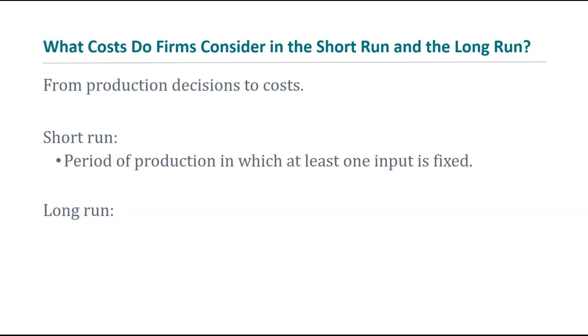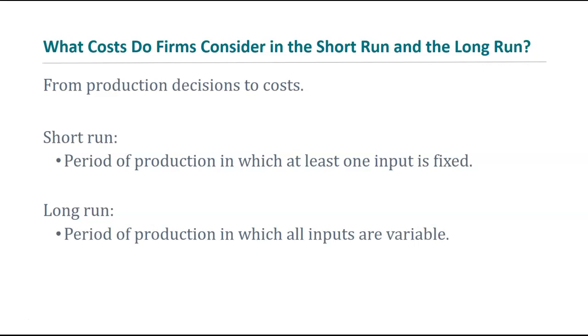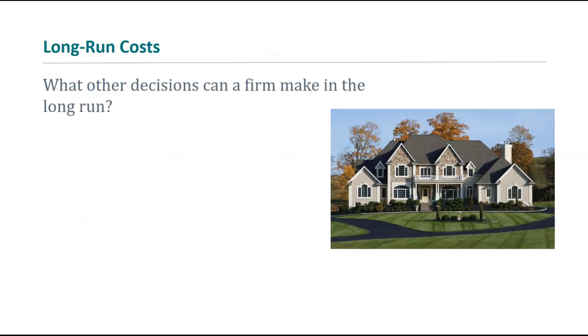So we've defined short run as the period of production in which at least one input is fixed, typically capital. You can't change the size of your building, the amount of land you have, your big machines. You can't change that in the short run, in a flash, right? It takes a little more time to change that. But the long run is the period of production in which all your inputs are variable. You can change whatever you need to change if you're given enough time. So let's talk about long run costs.